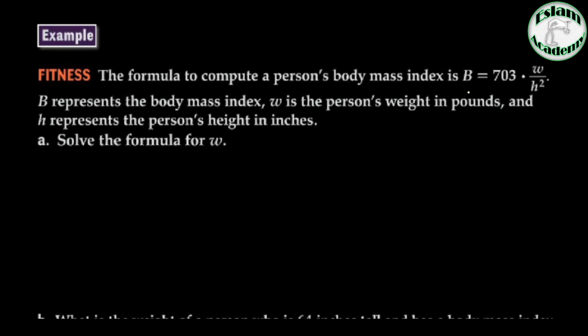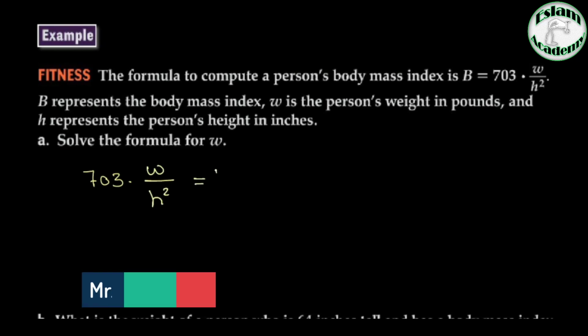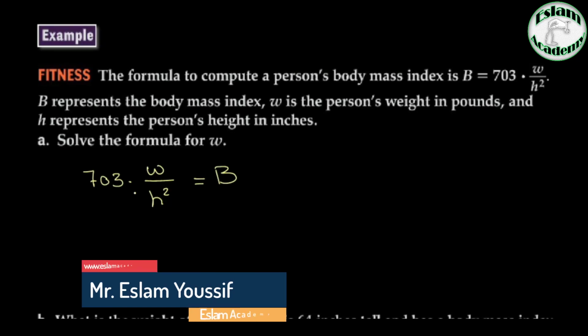The formula that we have is B equals 703 times W over H squared. B represents the body mass, and W represents the weight in pounds. H represents the height. We need to solve for W. The equation that we have is 703 times W over H squared equals B. We need to solve for W.